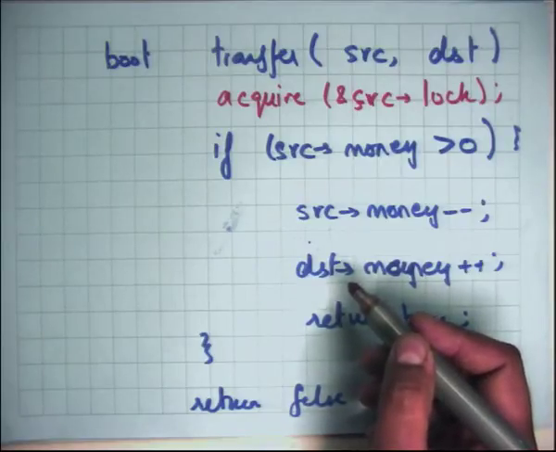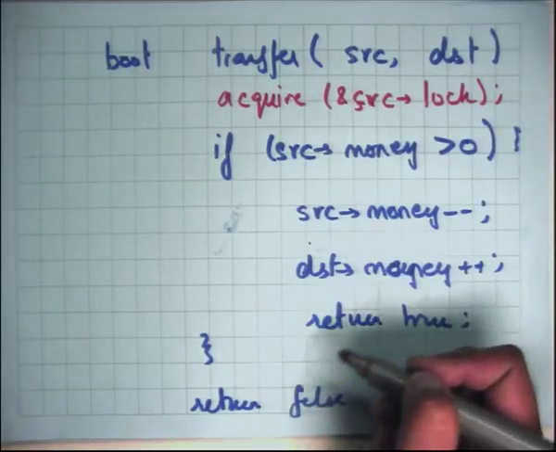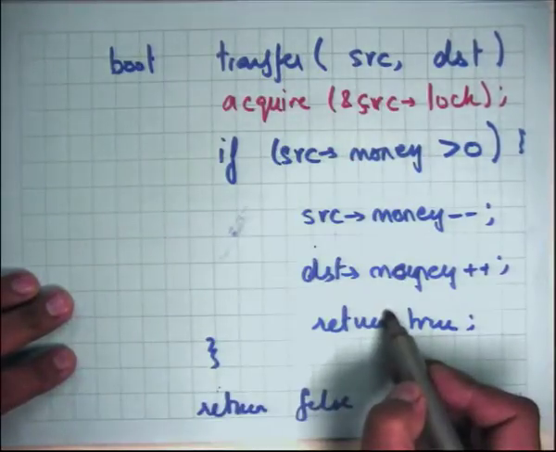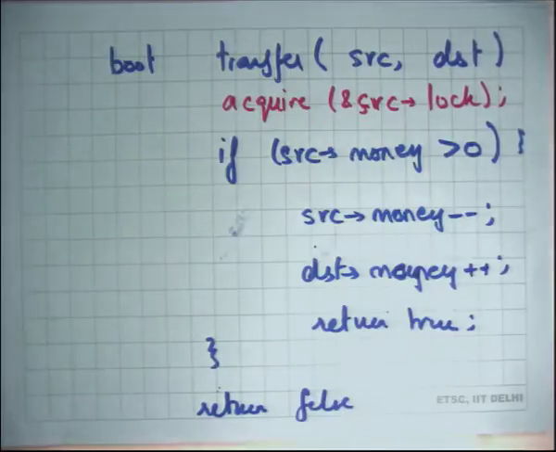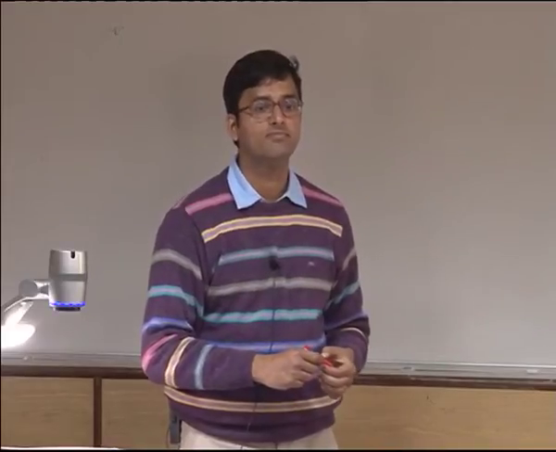Acquire before both of them, before the transaction starts, and then release both of them at the end. So one answer is acquire both of them here, and release both of them here. Acquire everything in the beginning and release everything at the end just before exiting. Somebody says that's a bad thing because it may be correct, but it's not the best you can do. So what we can do is acquire the source lock, then after the source money minus, acquire the destination lock, and then after that release the source lock.